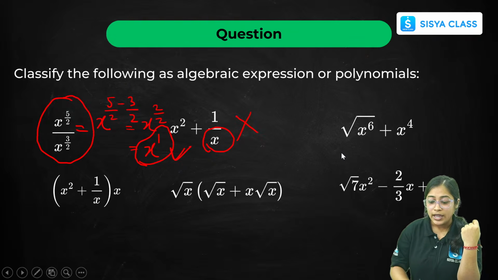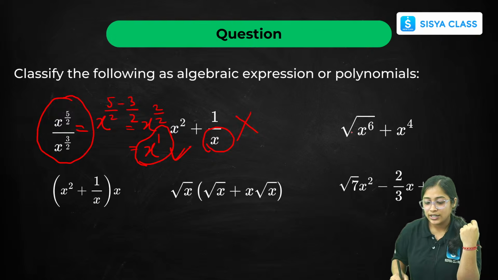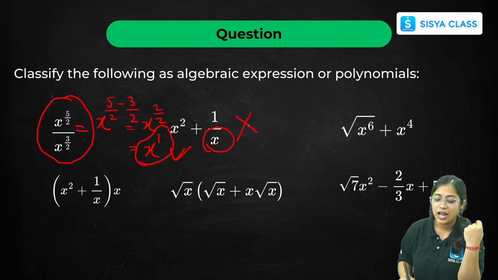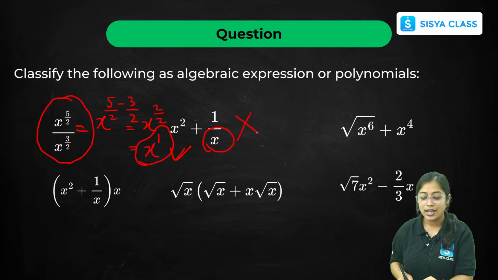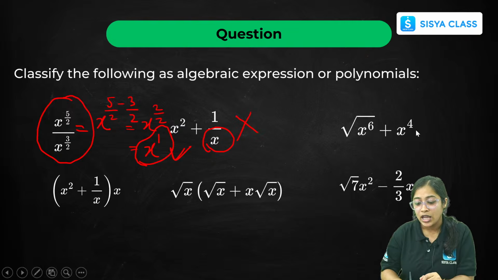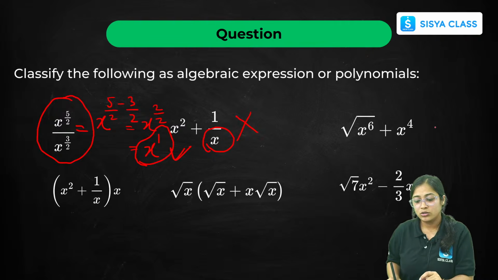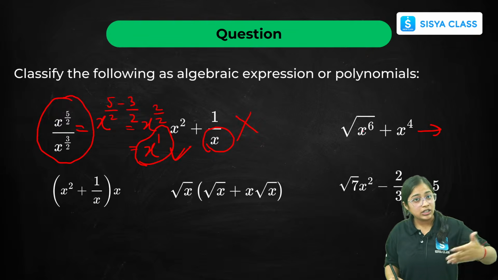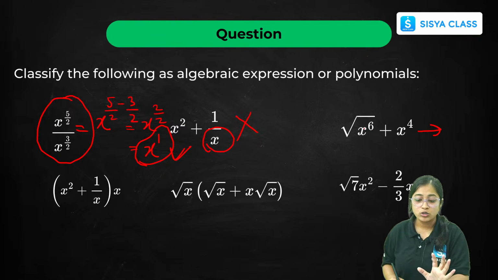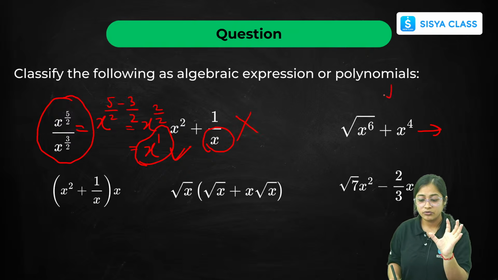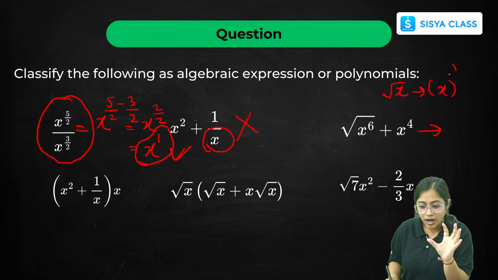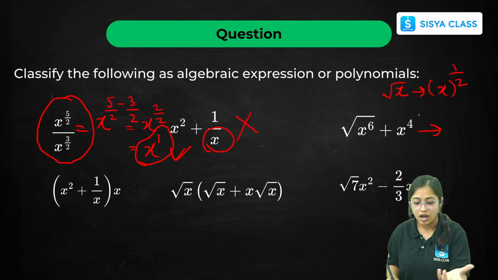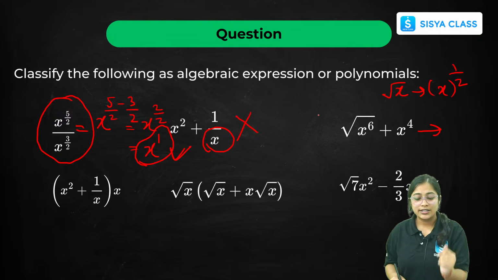Got it? Now let's see the third algebraic expression, that is under root x raised to power 6 plus x raised to power 4. Here, it is under root x raised to power 6, right? We know that under root means we have a half power. If we have under root x, it means that we are taking half power of x, correct? x raised to power half. So here, under root x raised to power 6.